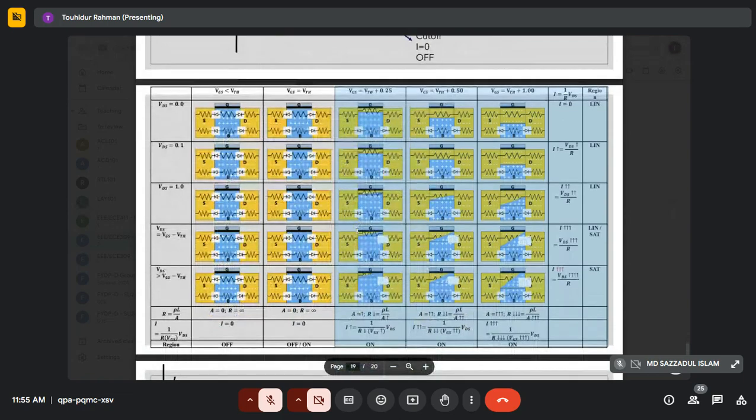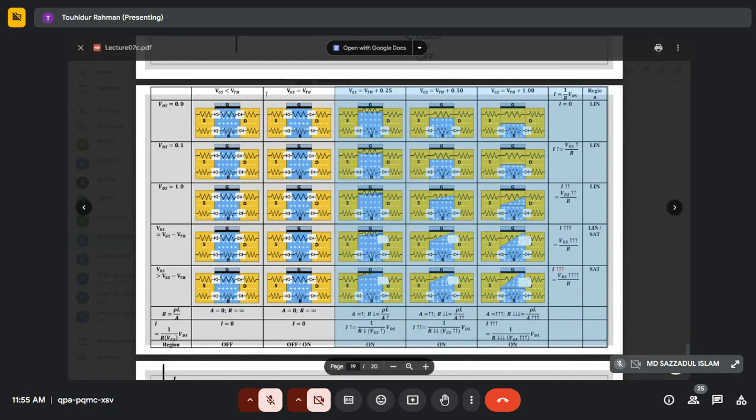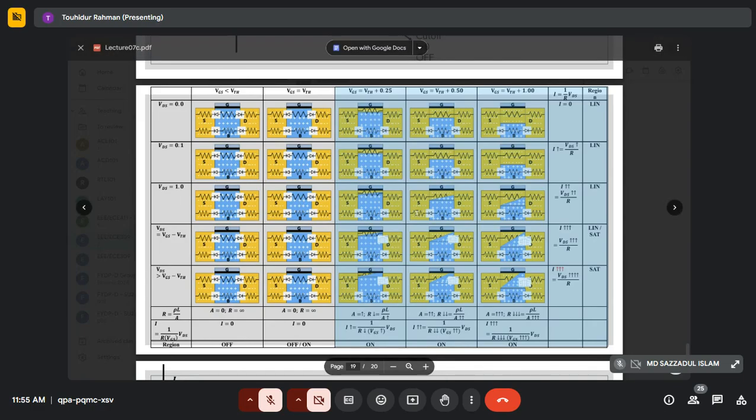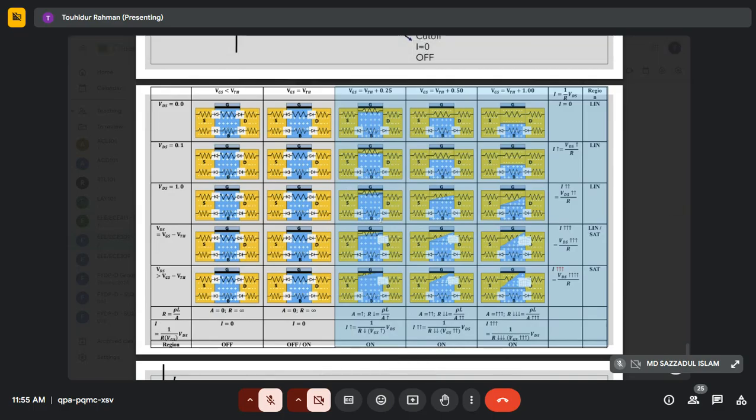All right, the next one, obviously, this is the biggest one. As I mentioned, 50% of the marks will be distributed on this slide. So some of the boxes will be missing, and you need to fill up those blanks.